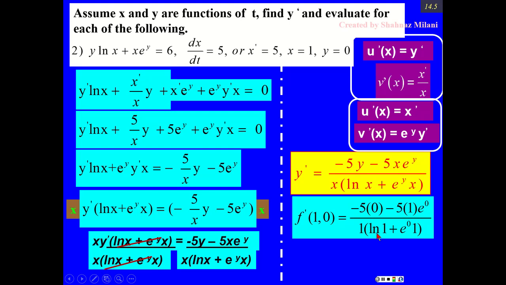Right here, order of operations, inside. Natural log of 1 is going to be 0. e to the exponent 0 is 1. 1 times 1 is 1. That means inside the parenthesis is 1. And then 1 times 1 from inside becomes 1. That means it's going to be minus 5 over 1, which means my answer is going to be minus 5.